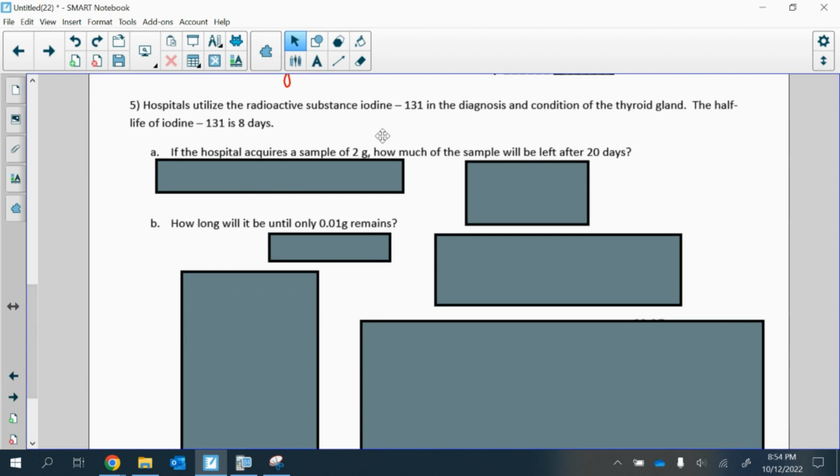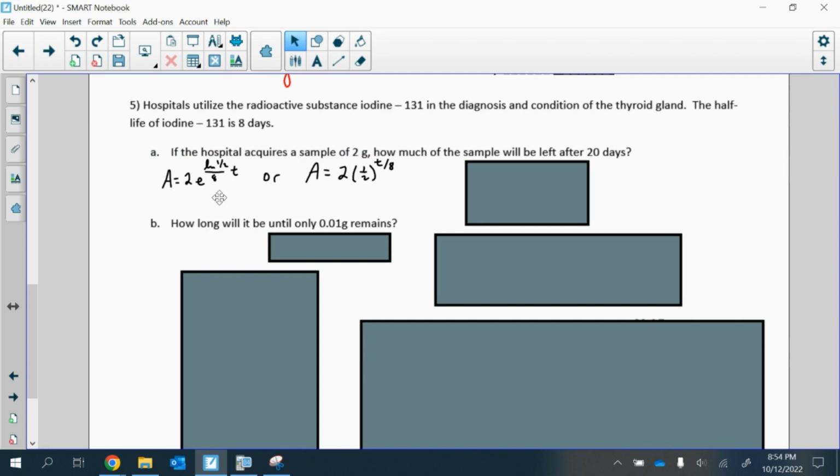Hospitals utilize a radioactive substance, iodine-131, in thyroid gland diagnosis. Half-life is 8 days. If there's a sample of 2 grams, how much will be left after 20 days? You can write the function with the 1/2 as b, or we can use e to the natural log of 1/2 over 8, because remember 8 is the half-life. Then after 20 days, so t equals 20. So you plug t equals 20 into either of these equations, plug it in the calculator, you get 0.354 grams. That's rounded to 3 decimal places.